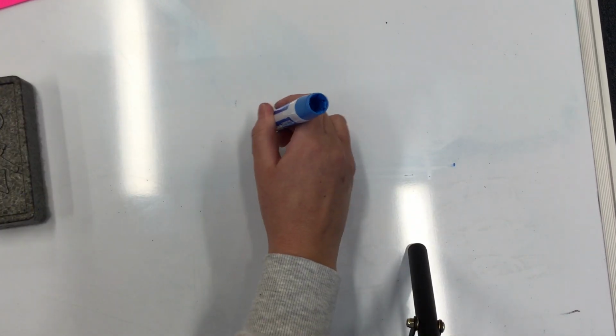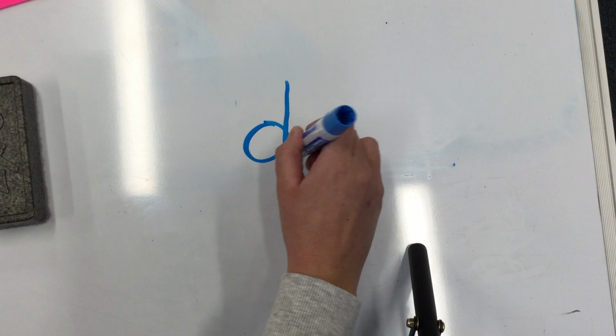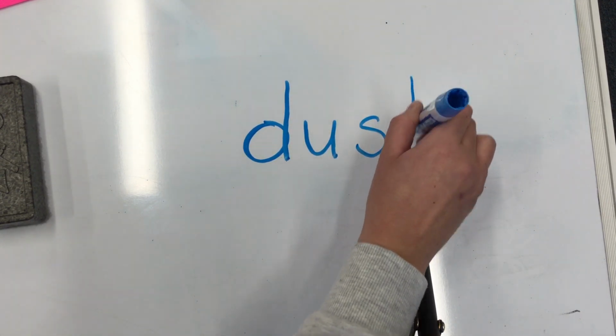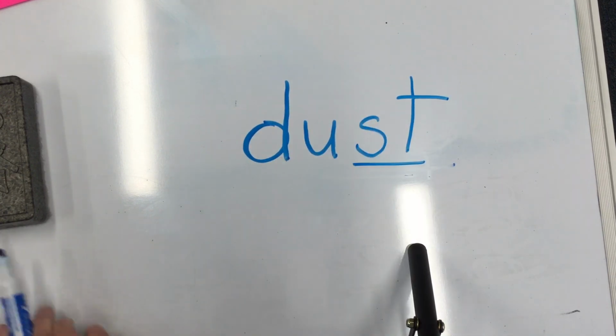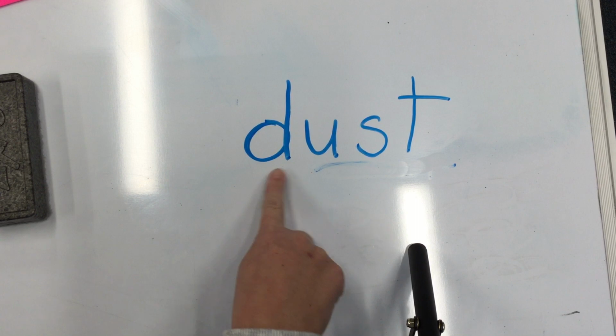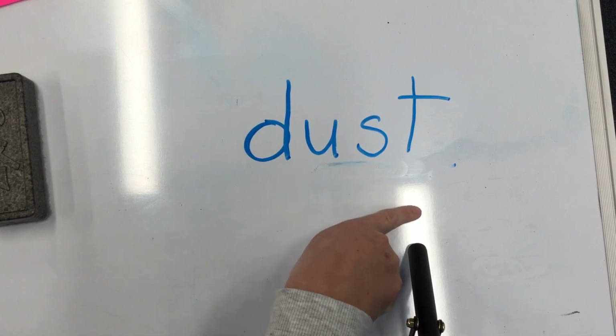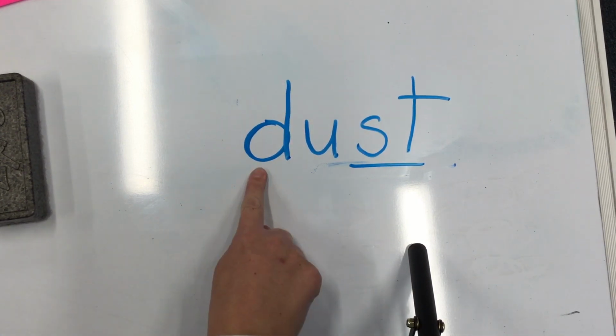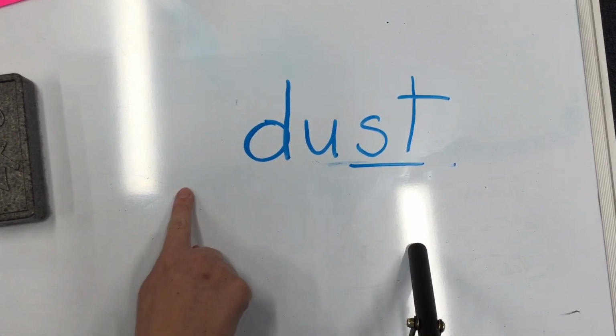Let's do this word. All right, we're going to blend this together. But before we blend it, let's do each individual sound. D, s, t. All right, now let's blend this consonant blend. D, st, dust.